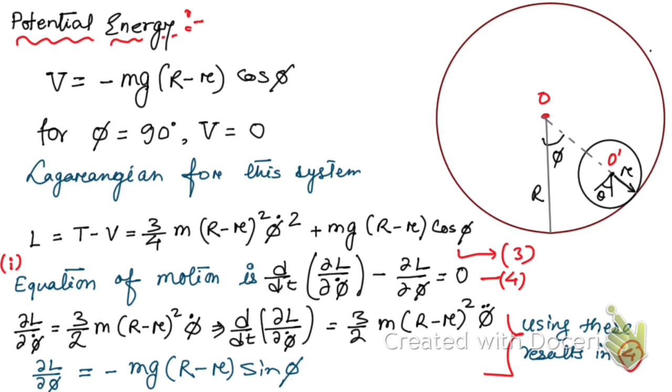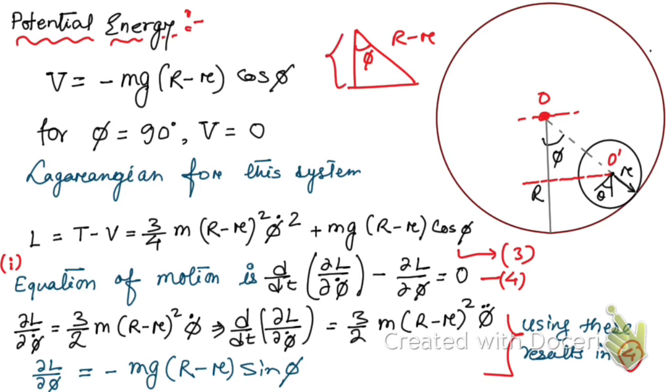Here you see potential energy. Now what will be the potential energy? So here we have taken this as a reference point. So what will be the height below this point? This one. So here you see this length is capital R minus small r, right? So now consider this triangle. This is capital R minus small r, this is angle phi, right?